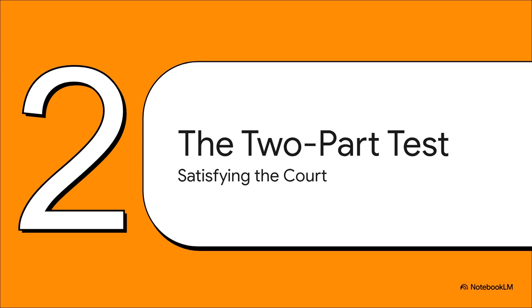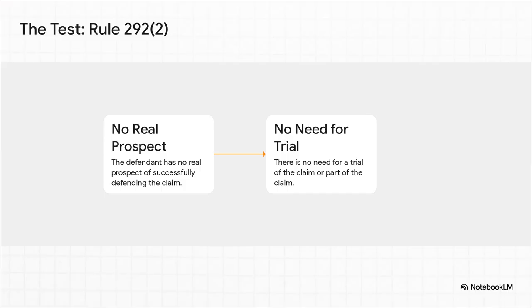Okay, so you filed your application under Rule 292. Now we get to the core question. What do you actually have to prove to convince a judge to end the case right then and there? This right here is the heart of it all. This is the two-part test under Rule 292, Sub-Rule 2. You have to nail this for the exams. First, you have to prove that the defendant has no real prospect of success. And second, you have to show that there is no need for a trial. And remember, it's not one or the other. You absolutely must satisfy both of those limbs to succeed.